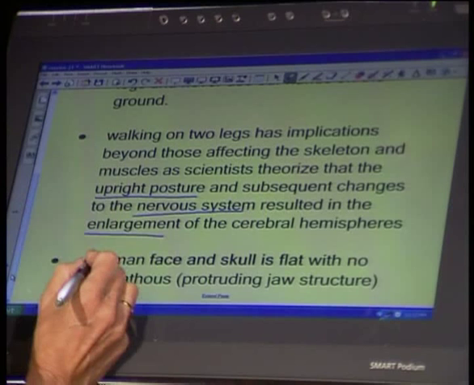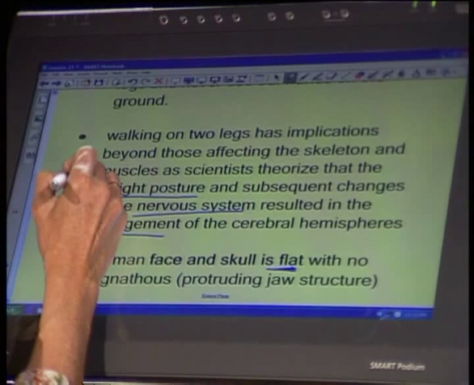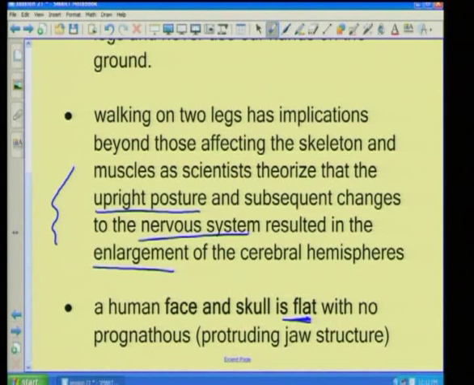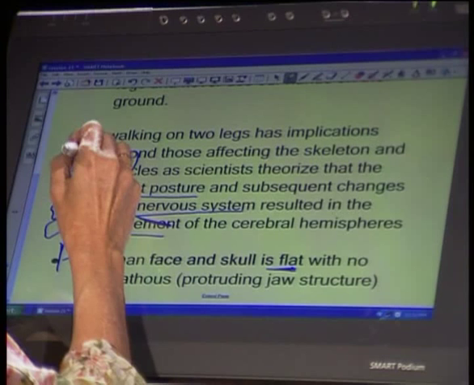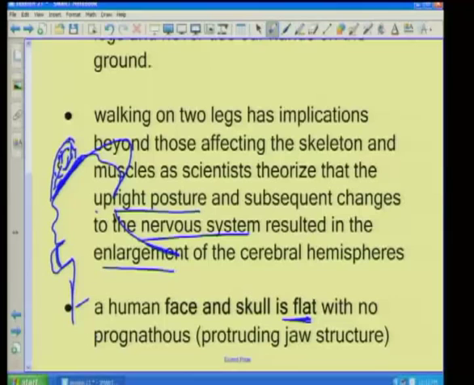If you look at the human face and skull, it is flat. It has no prognathus, which is a protruding jaw. If you look at a baboon's forehead, the forehead does this, then you've got the eyes, then the nose, and then the top jaw, and then the bottom jaw juts out. Look, I'm not an artist, but I'm sure you get the idea. So this would be a baboon's shape. Our foreheads go up. So we have all of this brain space that a baboon or a chimpanzee does not, okay? And our jawline does this. So we don't have this protruding jaw there.